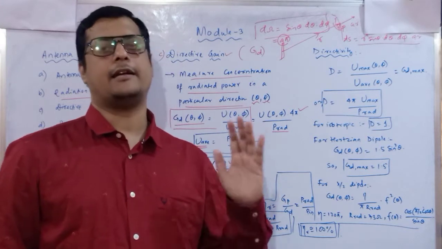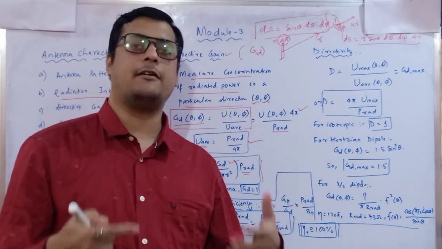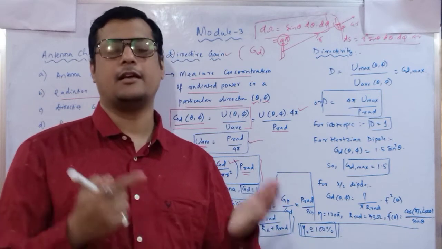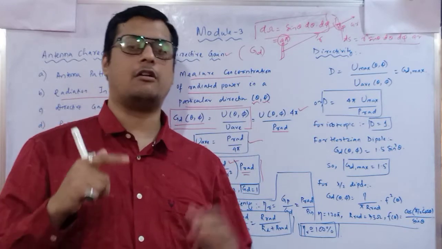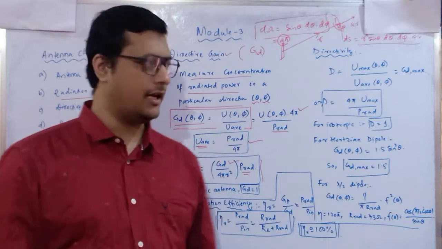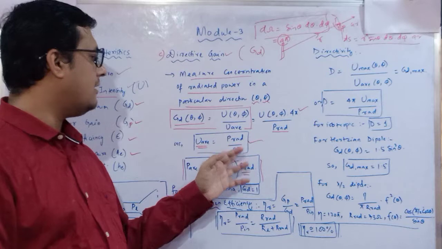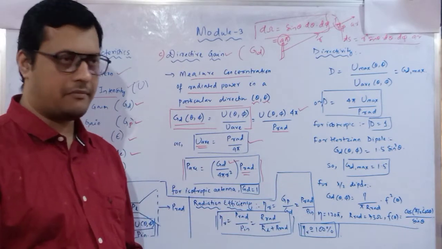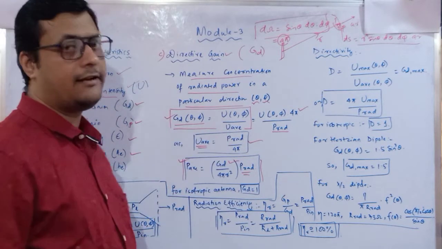Always remember that directive gain means it is identifying the concentration of radiated power in a particular direction. How are we measuring the intensity? We are measuring the intensity with respect to the radiation intensity, that is U, or the strength of a particular field. That is our U average, which is P_rad divided by 4 pi, and the average value is related with respect to the radiated power. So these are the two important relations through which we can proceed to the next discussion.